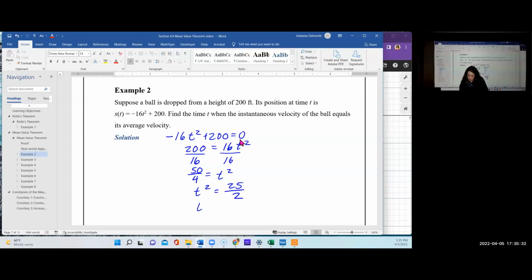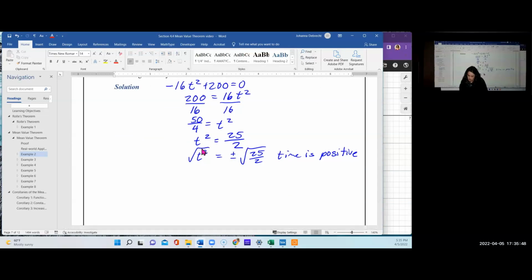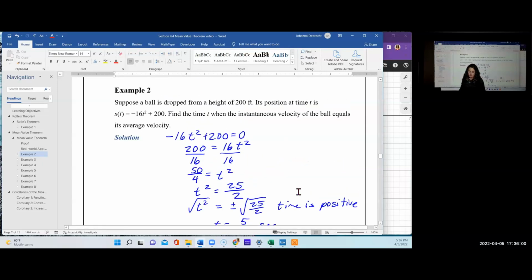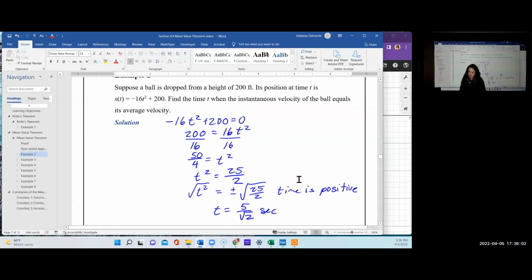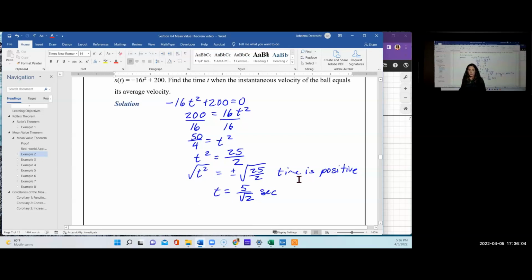So when I take the square root of both sides, I get plus or minus, but I ignore the negative one. Time is positive, or at least not negative. And that gives me 5 over the square root of 2. All right, so I have 5 over the square root of 2 seconds. It's falling with respect to seconds. So now we have the time when it hits the ground.